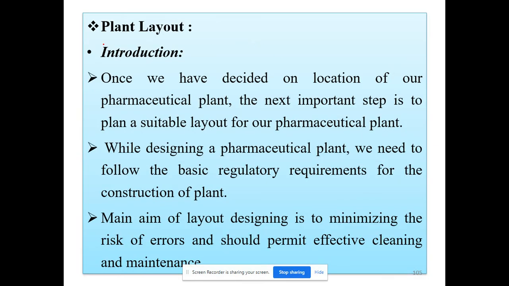Okay, now this is the next point, students, which I am going to start now. The next point is the plant layout. This is a separate point which is given in your syllabus. We have to study the layout of our pharmaceutical plant. So first of all, have a look at the introduction of this particular topic.